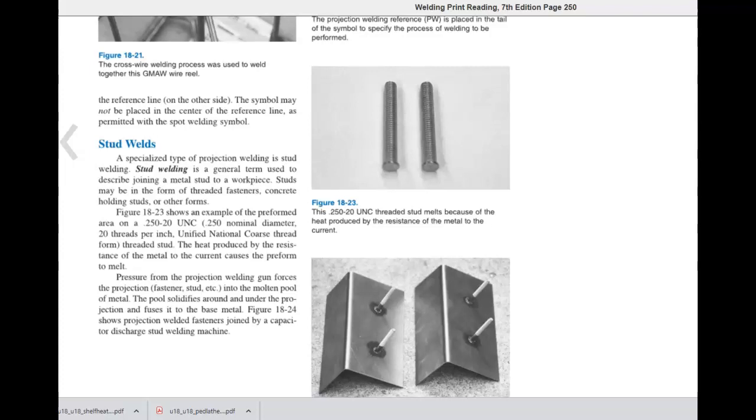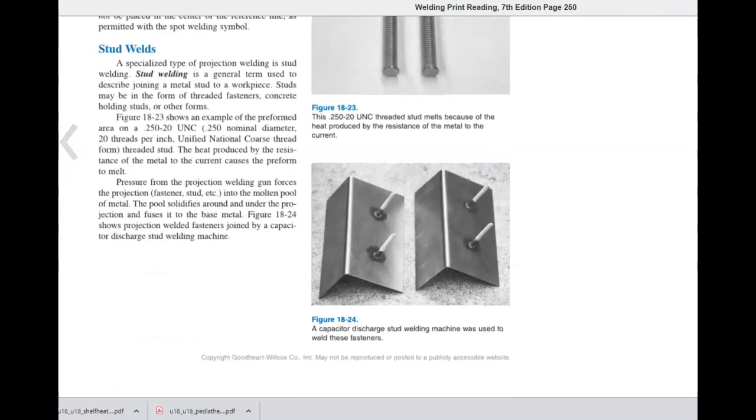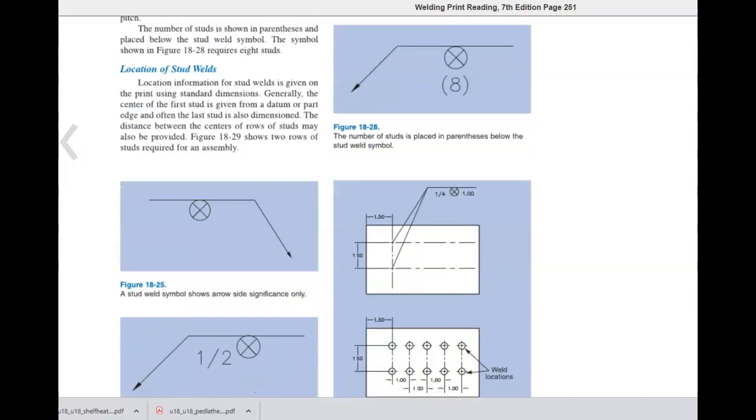Figure 18-24 shows projection welded fasteners joined by a capacitor discharge stud welding machine. Side significance. The stud welding symbol has arrow side significance only. The weld symbol should only be placed below the reference line with the location of the stud clearly indicated. Figure 18-25 shows the stud weld symbol.